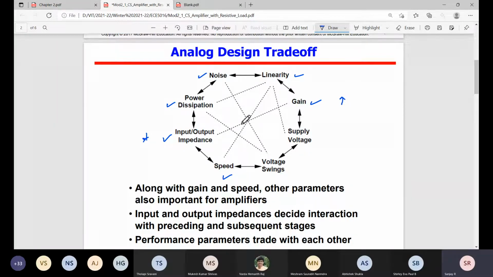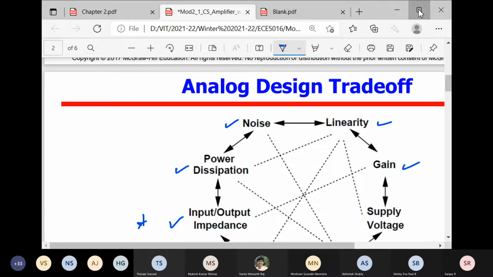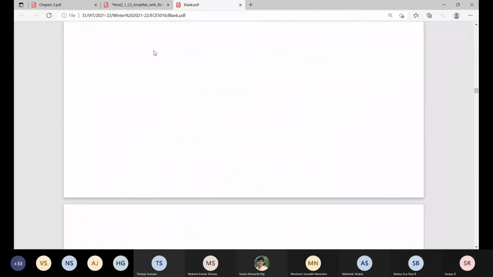In digital design, you might have studied this. Let me write here.